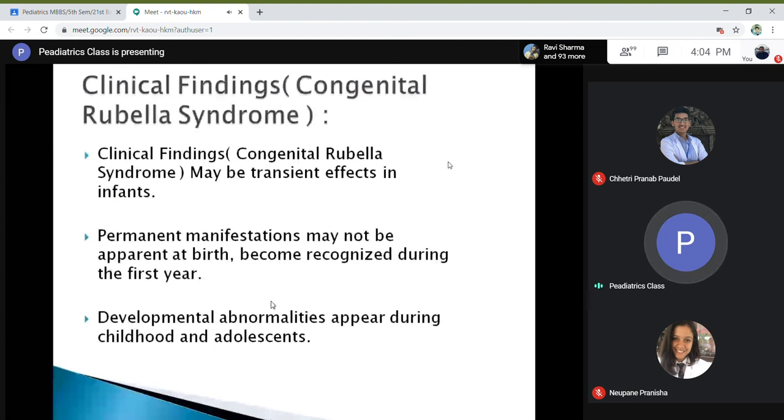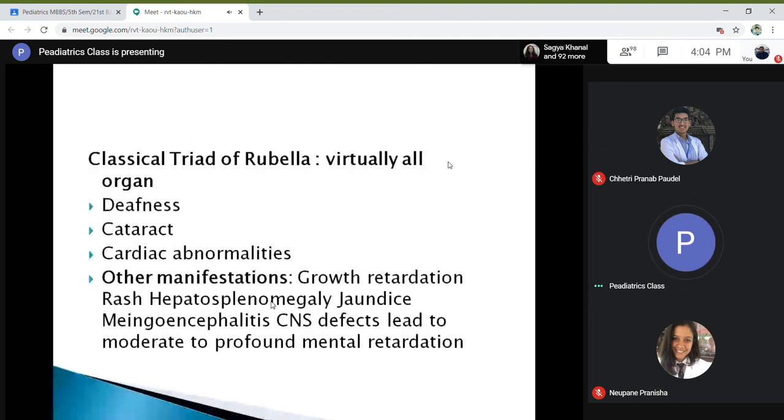So permanent manifestations may not be frequent as well. Developmental abnormalities appear during childhood and adolescence. So what is the classical trait of the rubella syndrome? Virtually all organs can be affected, but the classical trait of rubella is deafness, okay?